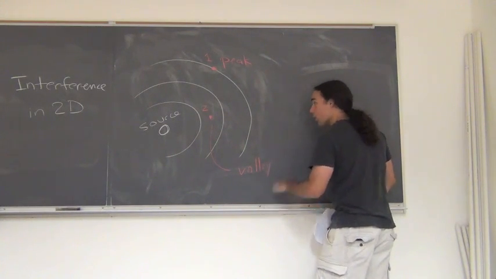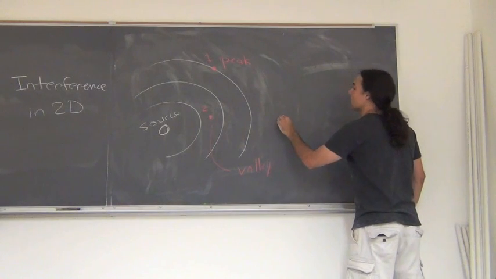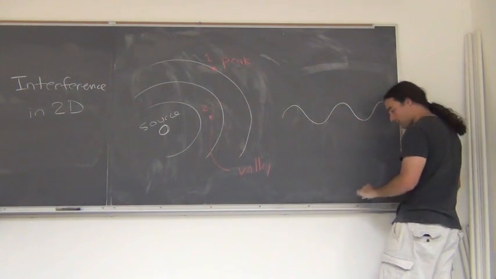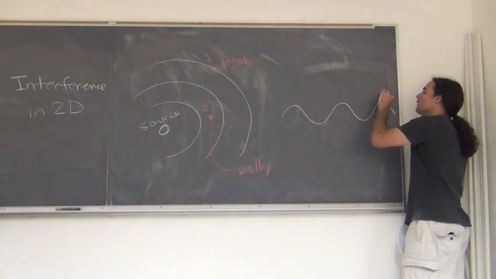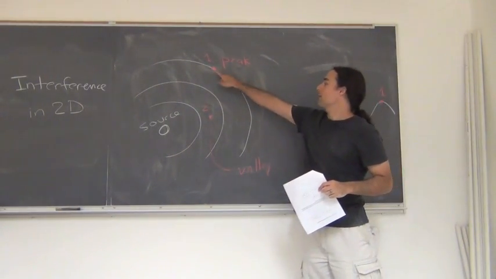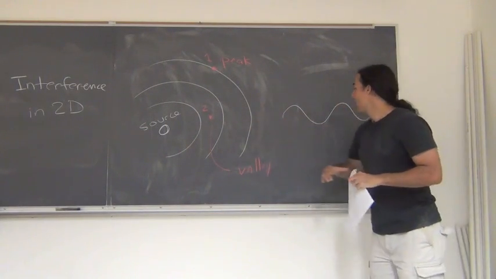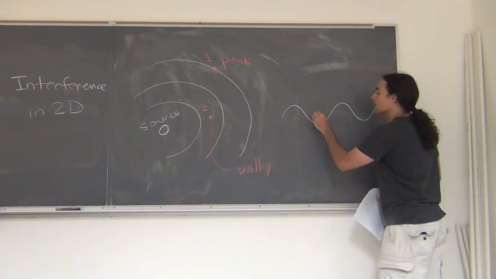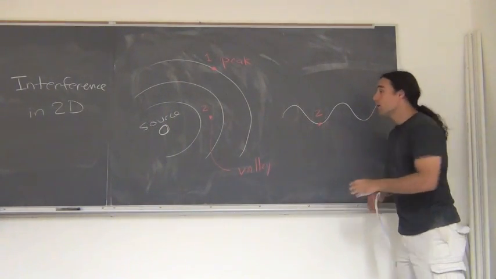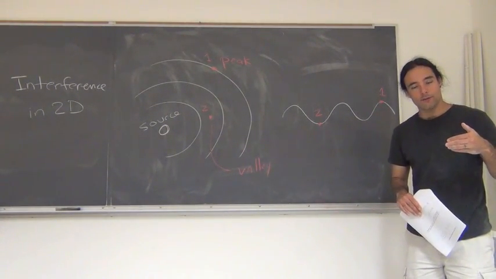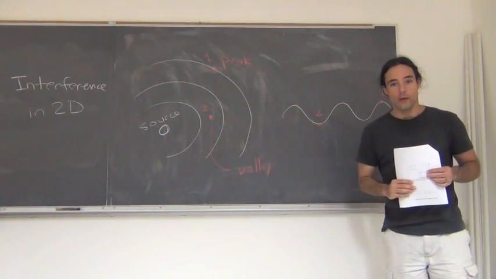So if I were to cut the wave in half and look at it from the side, what you would see is something like this. And point 1 would be on the peak of the wave. And I go to another peak, here's my next peak. And then point 2 is in the valley, so that would be right there. Okay, so this is how we're going to draw our 2-dimensional waves.